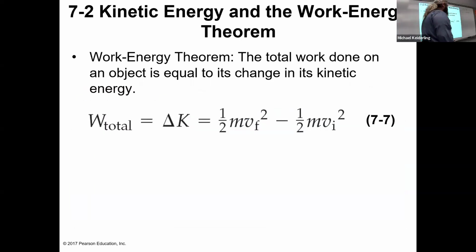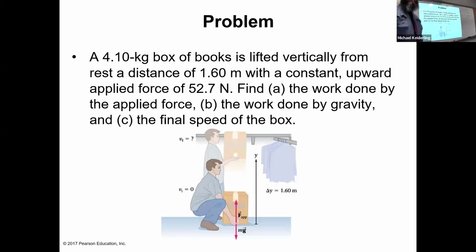And then the work energy theorem relates work and kinetic energy. Delta K is the total work, and that is going to be 1/2 mv final squared minus 1/2 mv initial squared. Kinetic energy is 1/2 mv squared. So we can talk about work in terms of its change in kinetic energy.